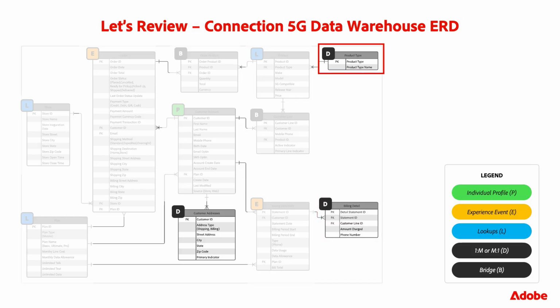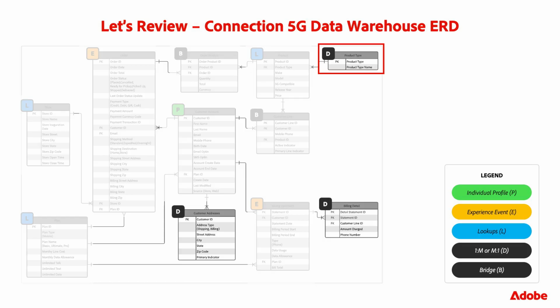Moving up towards product, you'll see that product type is labeled as a D. Again, following the denormalization rules, a many-to-one relationship always is labeled as a D. But in a relational world, product type is actually seen as a lookup table.